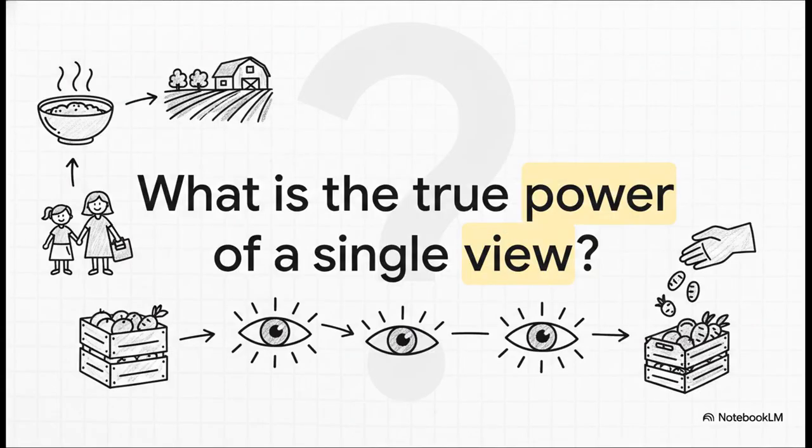So when you trace it all back, from one meal to a new farm in Kenya, from a kid getting to go to school in Ghana to millions of pounds of food being rescued in America, it all started with a single click. Which really makes you stop and think, doesn't it? What really is the power of a single view?